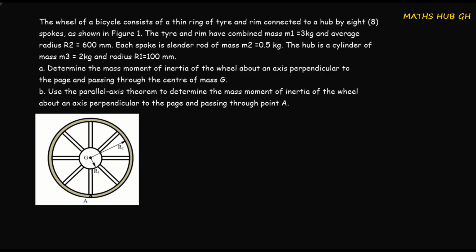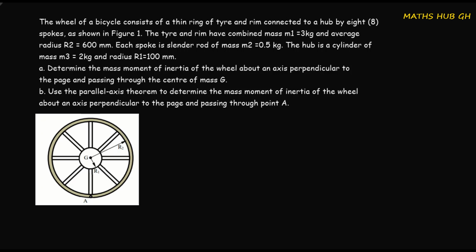The question says the wheel of a bicycle consists of a thin ring of tie and a rim connected to a hub by 8 spokes as shown in the figure below. The tie and the rim have combined mass of 3 kg and an average radius of 600 mm. Each spoke is a slender rod of mass M2 which is equal to 0.5 kg. The hub is a cylinder of mass M2 which is equal to 2 kg and a radius of 100 mm.